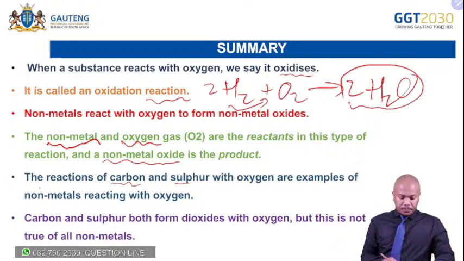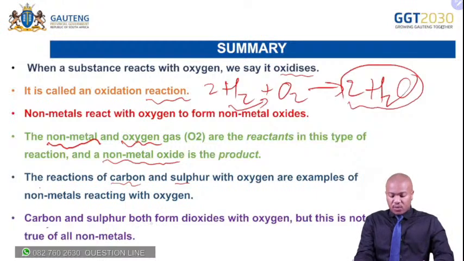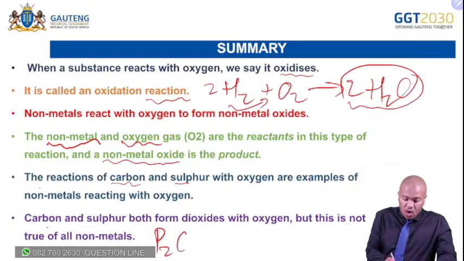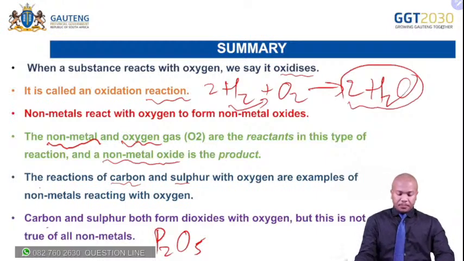We also talked about carbon and sulfur both forming dioxides with oxygen, but this is not the same for all nonmetals. Still remember our example for phosphorus pentoxide, which is P2O5? Phosphorus pentoxide. You still remember?